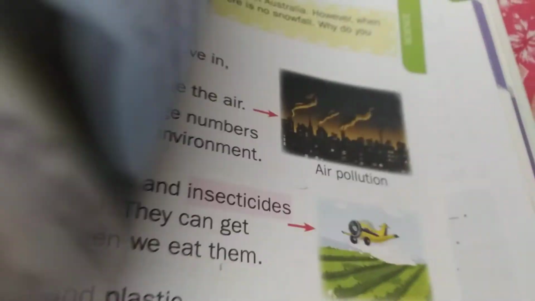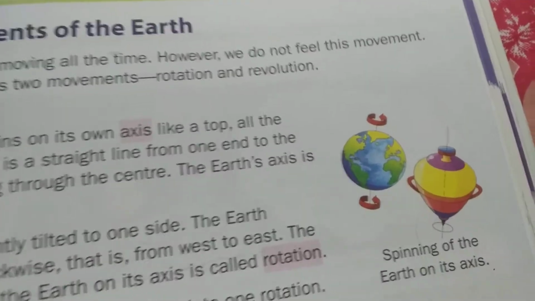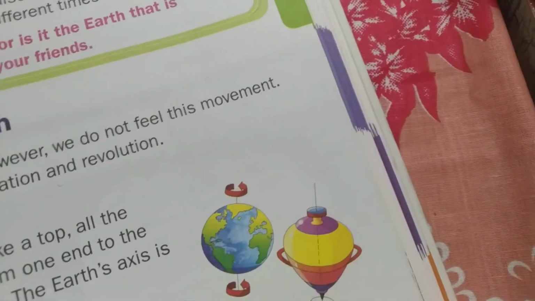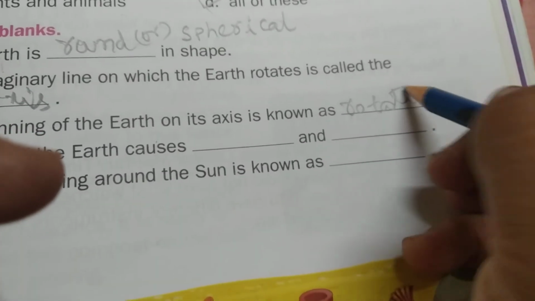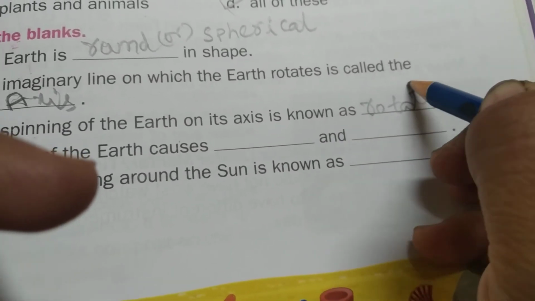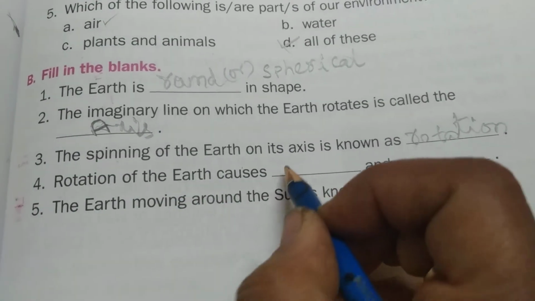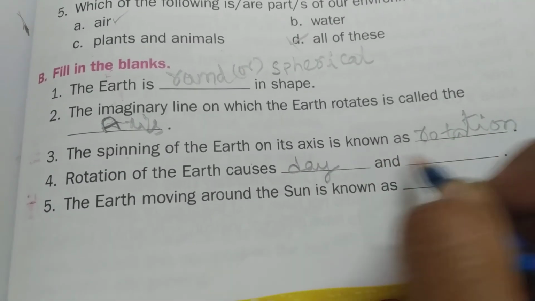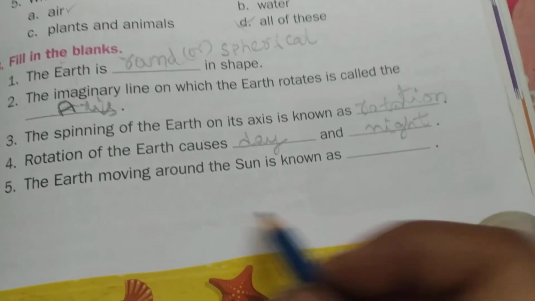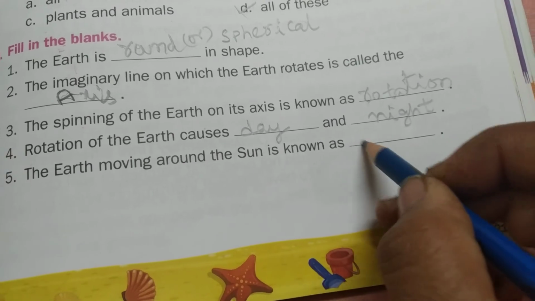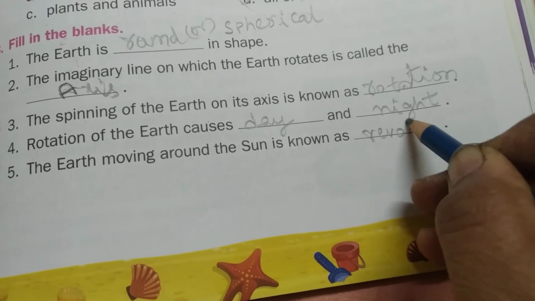So we have studied them here already. Are you seeing where it is? Here see, spinning of the earth on its axis, rotation. Rotation of the earth causes day and night. Write down, children, take the pencil and write down. The earth moving around the sun is known as revolution.